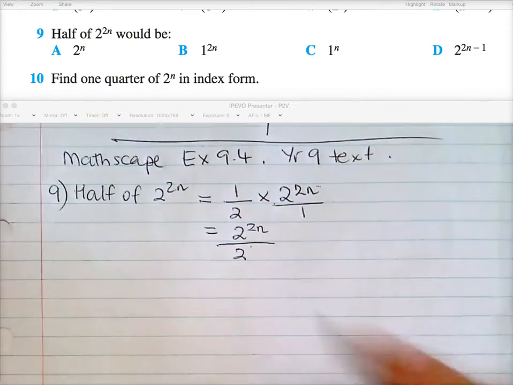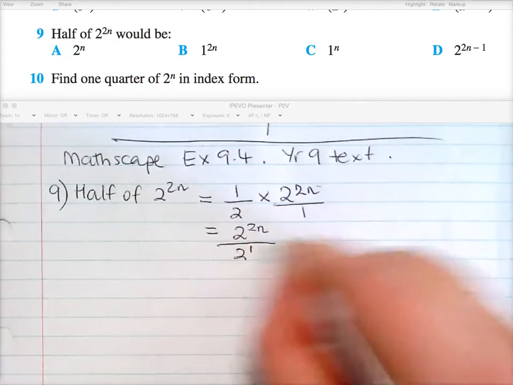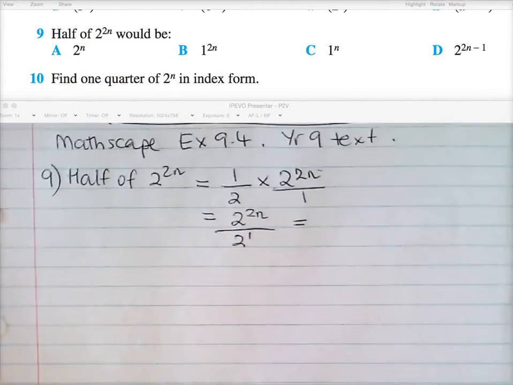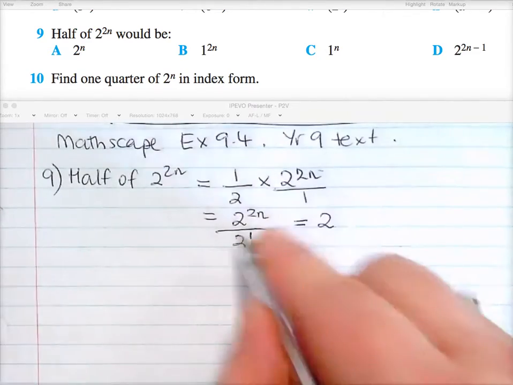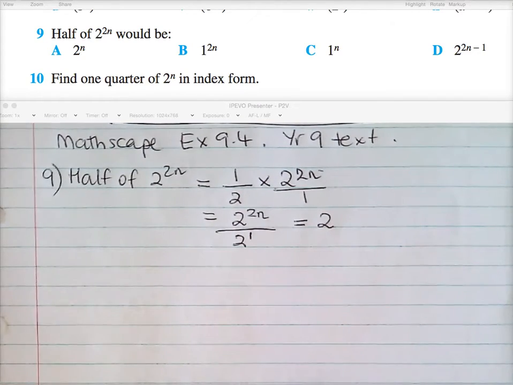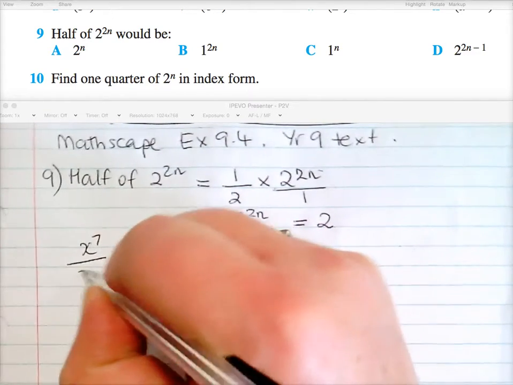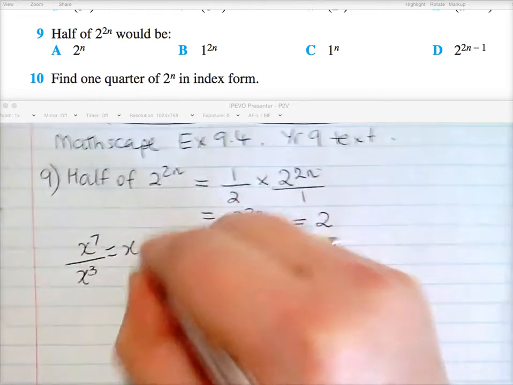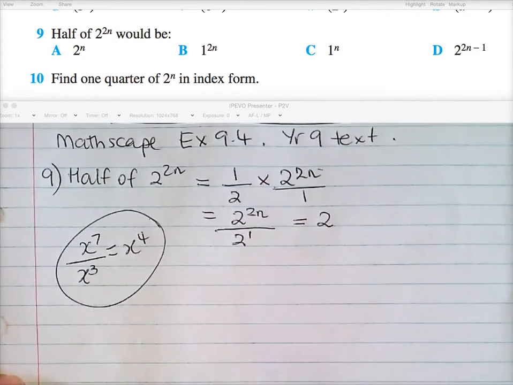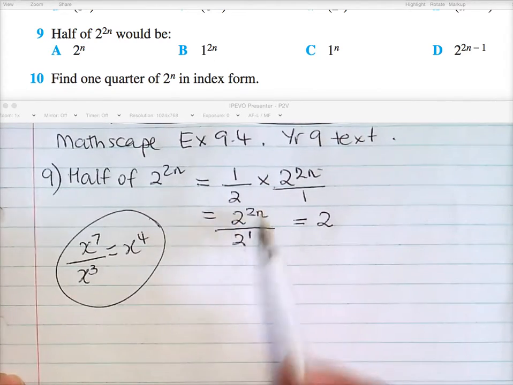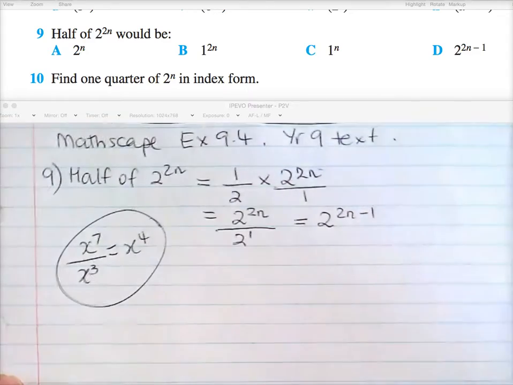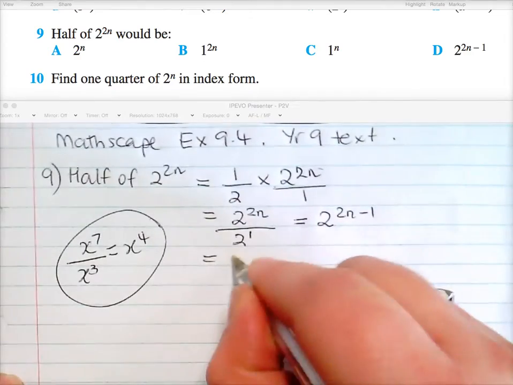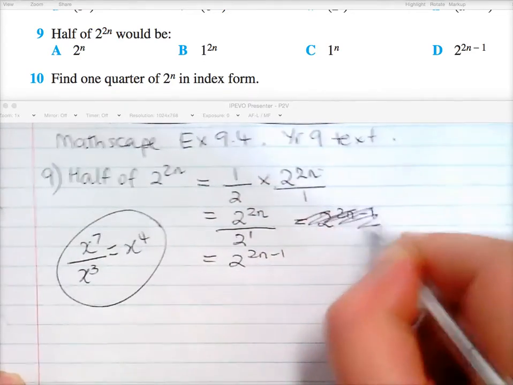Girls, 2 can be written as 2 to the power of what? Girls, the bases are the same. What do I do with the 2n and the 1? What's the rule? Girls, if you had x to the... Girls, it's the same rule. Bases are the same. Subtract the indices. Got it? Now, that's one way of doing it. So one way is to go down like that.